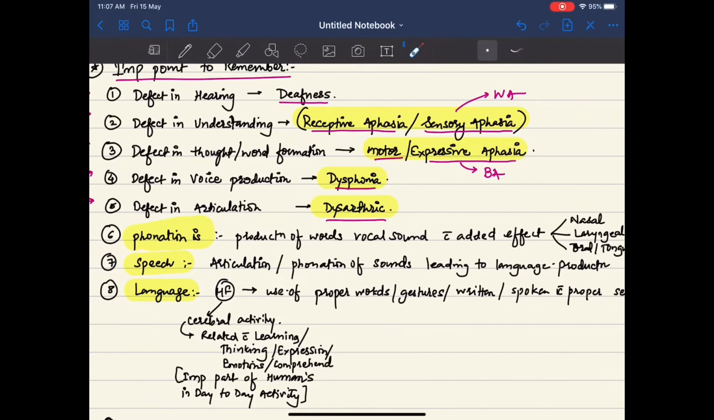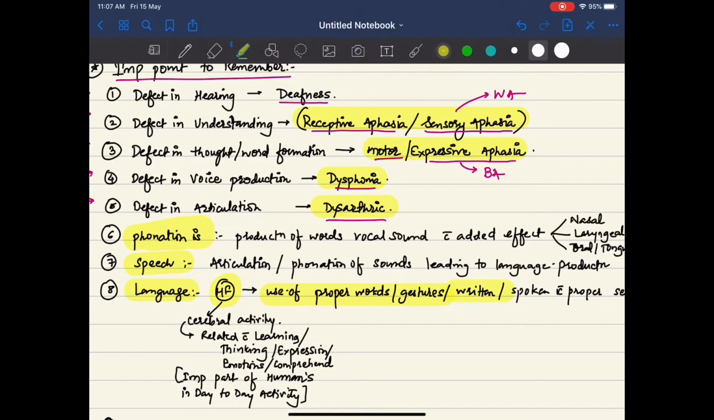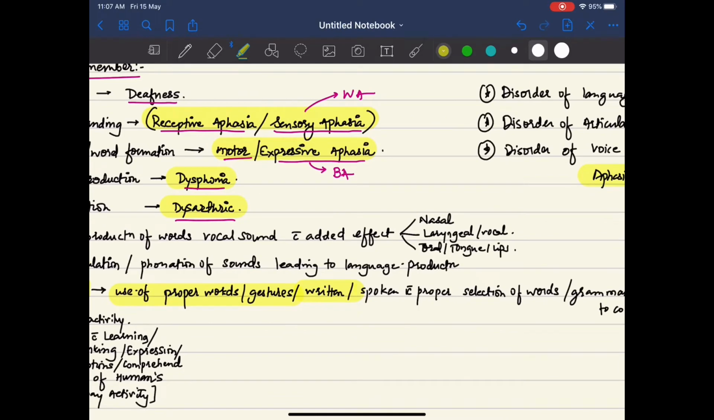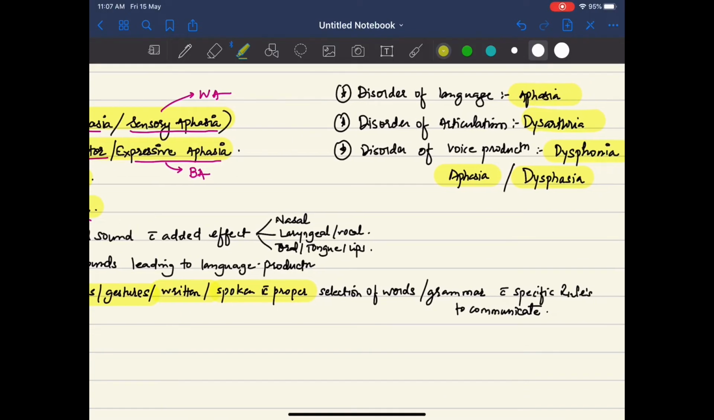And what do you mean by language? Please remember this: language is nothing but your higher function, which is used for proper communication through words, gestures, or written or spoken form, which is in proper grammar and selected words, and can be used with specific rules. That is what language is. So you should remember this.